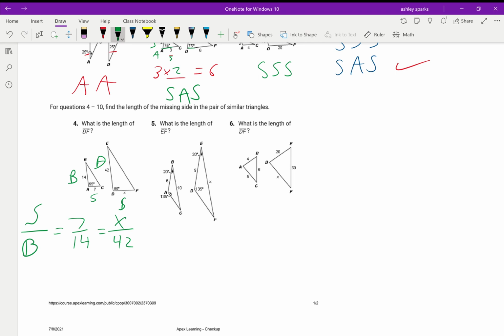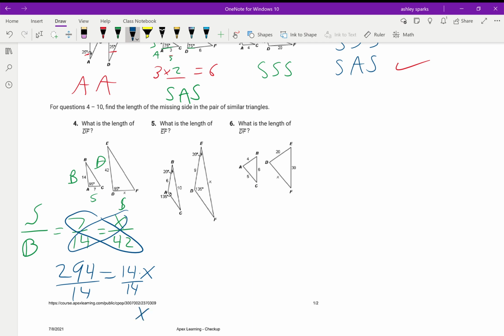From here, this is a cross multiplication problem. If you remember kind of that butterfly method that you might have done in maybe middle school or even in Algebra 1, cross multiply. So I'm going to do 7 times 42. That gives me 294 equal to 14x. From here, it's a one-step equation. We're just going to divide out that 14. And that gives me x equal to 21.